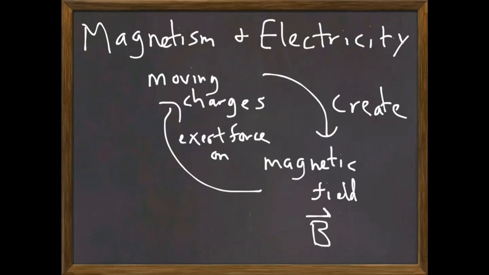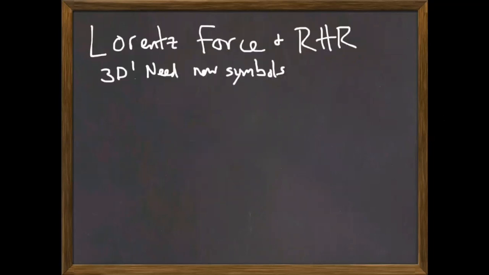So now let's talk about what sort of force is exerted on these moving charges. So again, this is something different than your everyday experience with magnets pushing on each other. We're talking here about magnetic fields pushing on moving charges. We don't actually experience that much in our day-to-day life. So to talk about this, we need to introduce what's called the Lorentz force and the right-hand rule. And all of this is taking place in 3 dimensions. And so we need a couple new symbols.